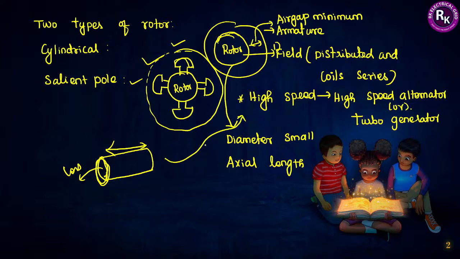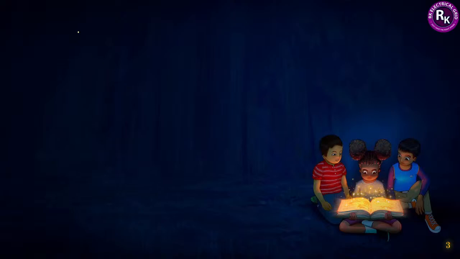So these are some of the advantages that we have to keep in our mind when we are thinking about the cylindrical type of synchronous machine. Suppose I am designing the salient pole machine, then what are the concerns that we have to keep in our mind? Let us take the salient pole machine.